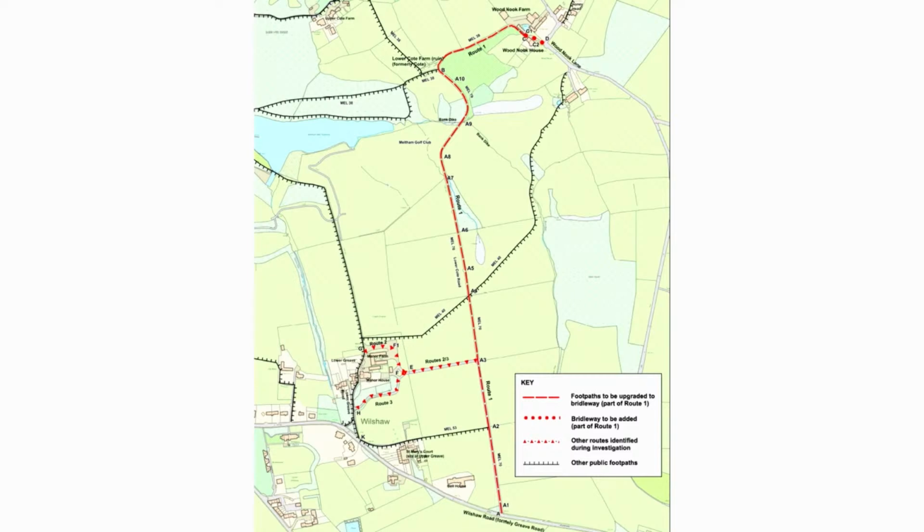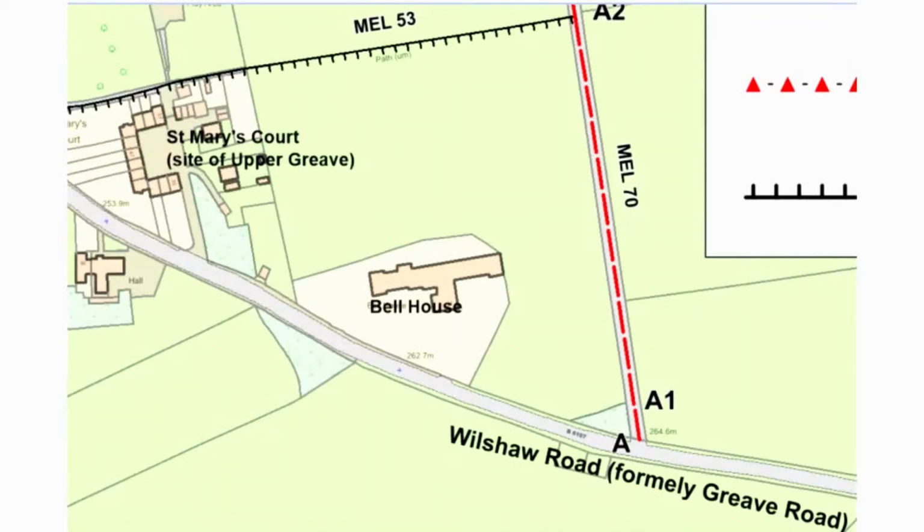Application 2 is for an order to vary the particulars for footpath Meltham 70 that are contained in the statement that accompanies the definitive map to record as limitations a squeeze stile 45 centimetres wide next to a locked gate. And that's at point A1 as shown on the plan on screen at the moment. There are currently no limitations or conditions such as gates or stiles recorded in the statement for Meltham 70.